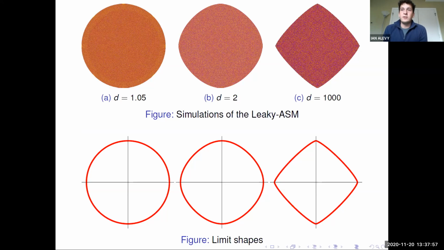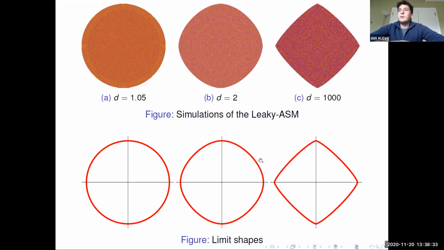So here are some simulations. On the top, I'm showing simulations of the Leaky-ASM with different values of D. So as D converges to 1, the dissipation is disappearing. And you see that the limit shape in the simulation looks circular as D gets close to 1. But as D grows, it looks less circular. And as D goes to infinity, it actually converges to a diamond. Okay, so this is with D equals 1000.